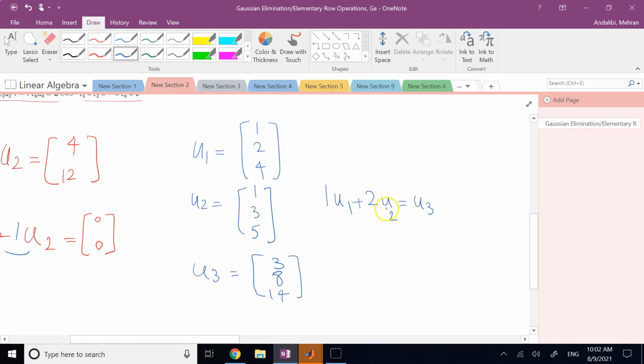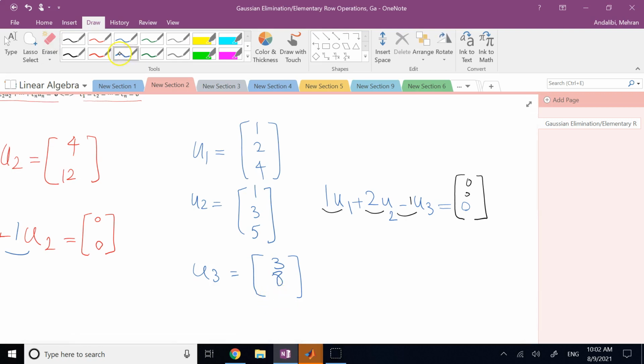Now here you can bring this u3 to the left-hand side and say: u1 plus 2 u2 minus u3 is equal to 0. So again, you found a linear combination with non-zero coefficients which gives me a vector of what? Zeros, without all of the coefficients being 0, so it means these three are what? Linearly dependent.